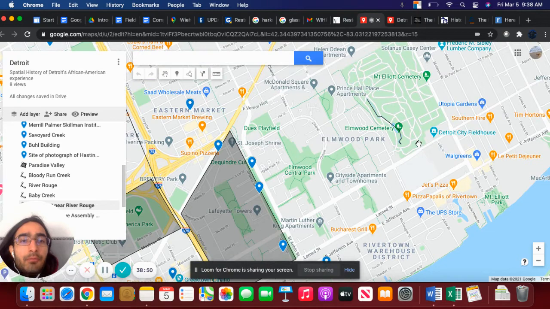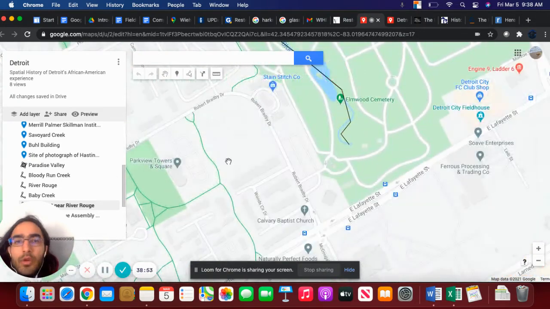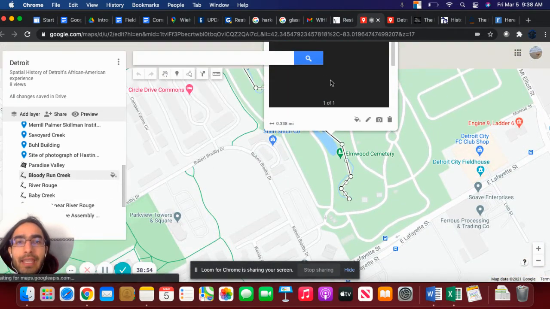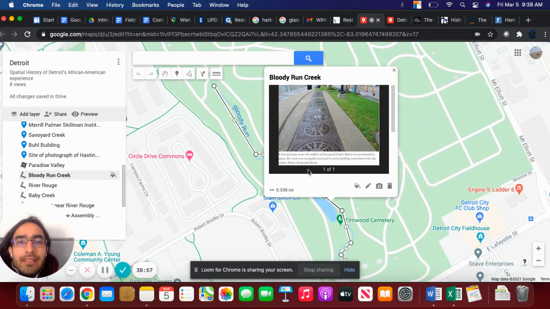Another very eerie residue is this one particular cemetery called Elmwood Cemetery. And in Elmwood Cemetery, what you can find is these little gravels placed over these grates that are covering the overflow of the Savoyard Creek. So beneath these outflows, you've got the river underneath it.